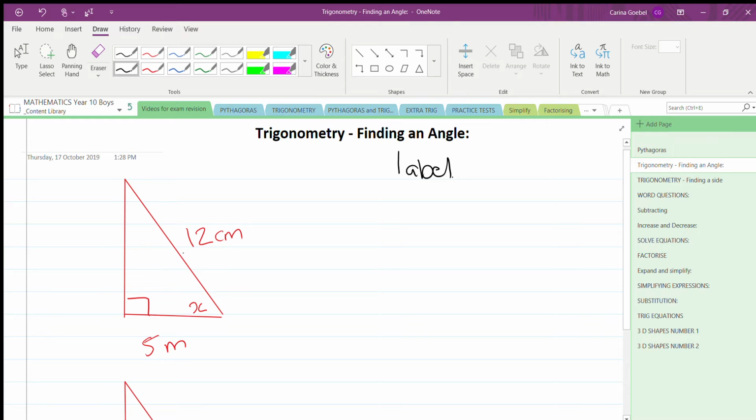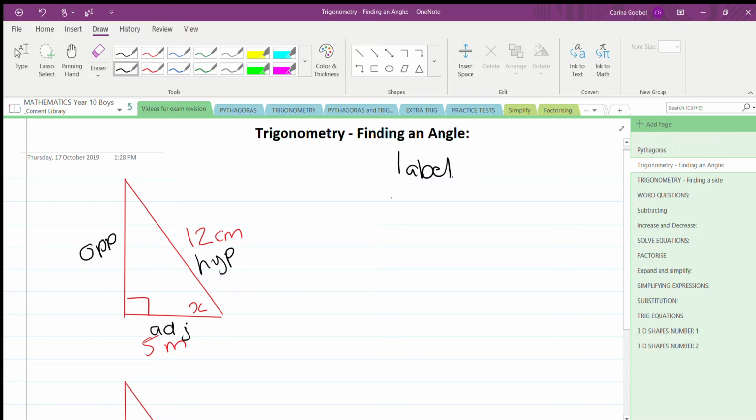So this 12 is opposite the 90 degrees, which makes that the hypotenuse. The angle that we're using is x. The side opposite x would be your opposite side. The side adjacent to x would be your adjacent side.